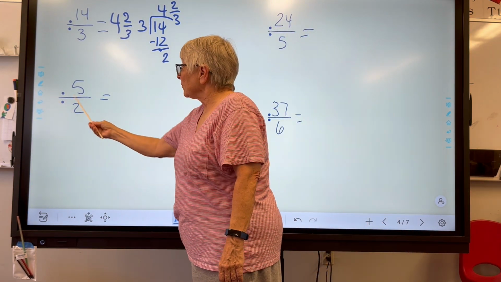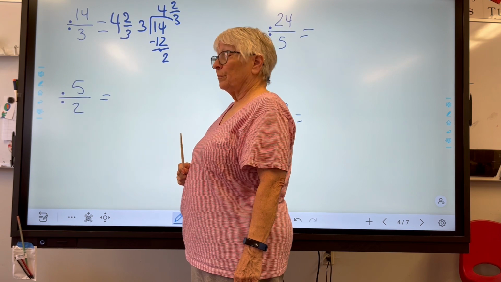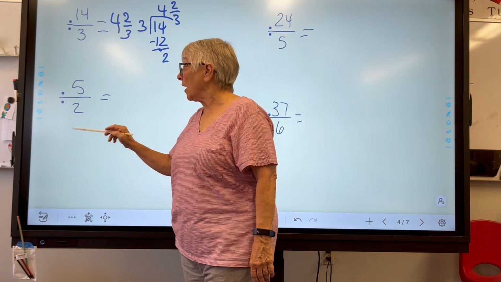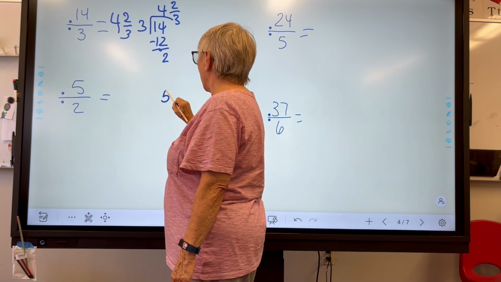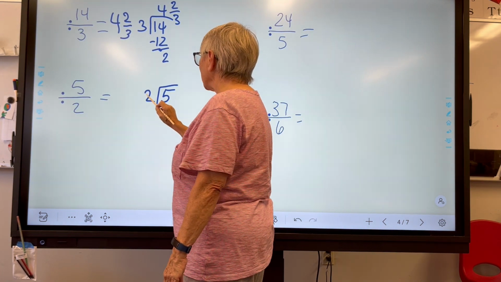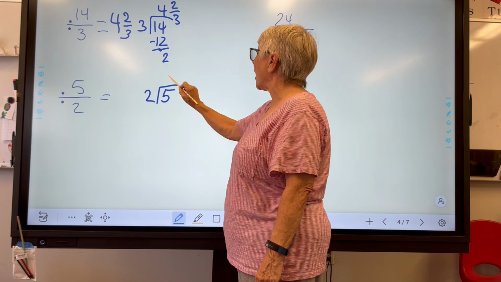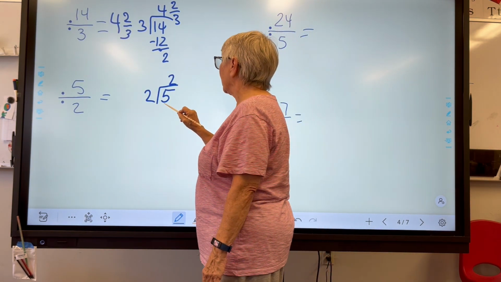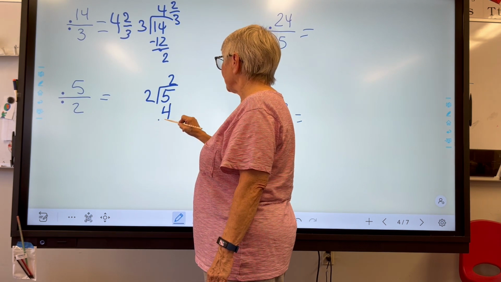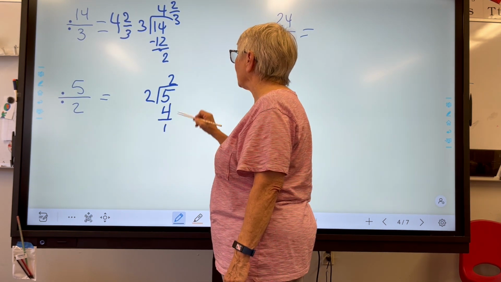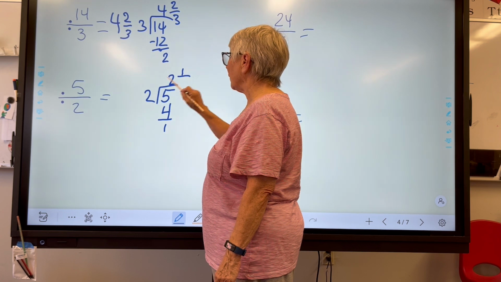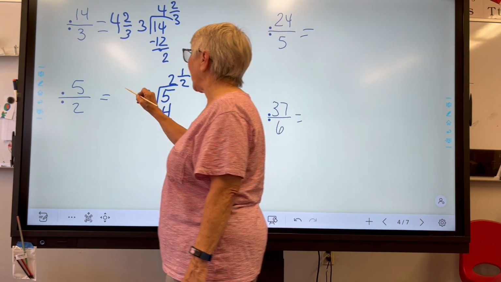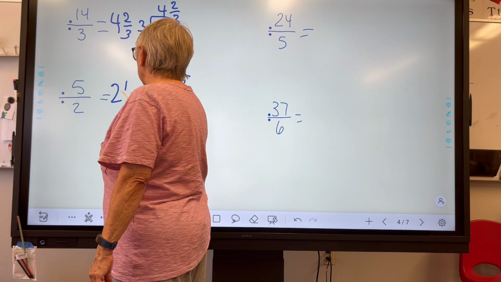Here's 5 divided by 2. Okay? We have to find out how many whole pies there are in that 5. So we say 5 divided by 2. How many whole pies are there? 2 goes into 5 2 times. So there's 2 whole pies. And that's 4 halves. We subtract. We get 1 remainder. That's the numerator. The denominator stays the same. So it's 2 1/2.